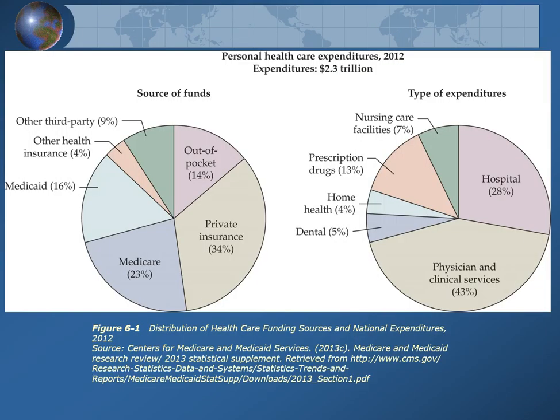Here you can see what it was like in 2012, only 4 years ago, where personal healthcare expenditures amounted to $2.3 trillion. Notice that it is pretty even between Medicaid and Medicare, slightly higher with Medicare, and private insurance being at 34%, where most of the expenditures were in either hospital or physician and clinical services. So it tells us where we need to manage our time better is in the physician and clinical services.